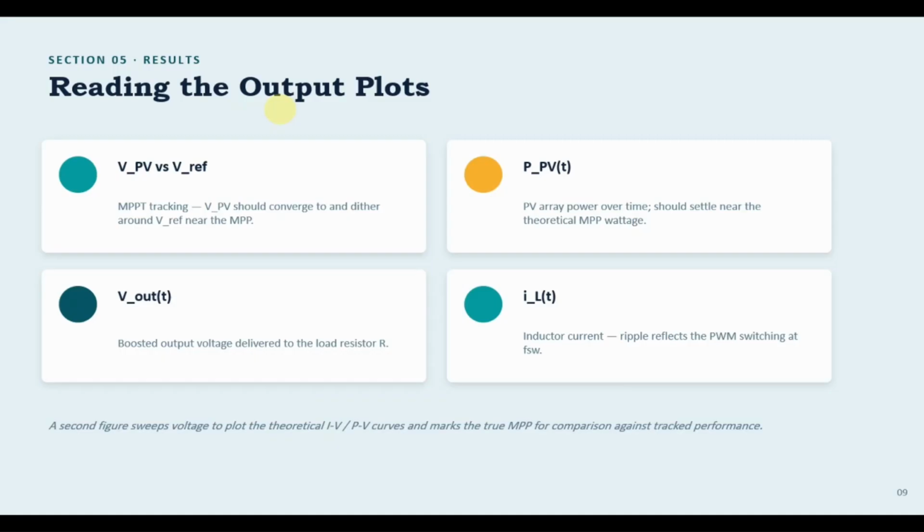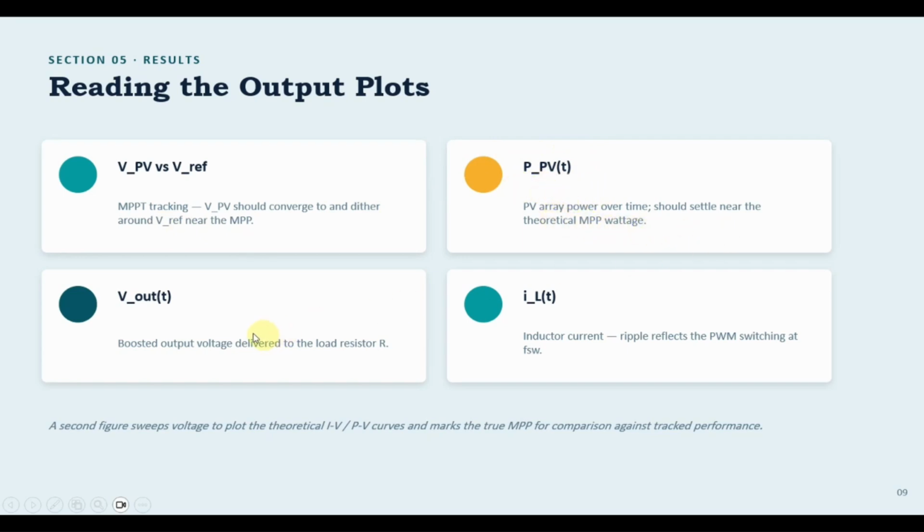So once the simulation runs, here's what to look for in the plots. First, PV voltage against the reference voltage. You want to see the actual voltage converge onto the reference, and then just dither slightly around it, which tells you the MPPT loop is doing its job. Then PV power over time. This should climb up and settle near the theoretical maximum power point.